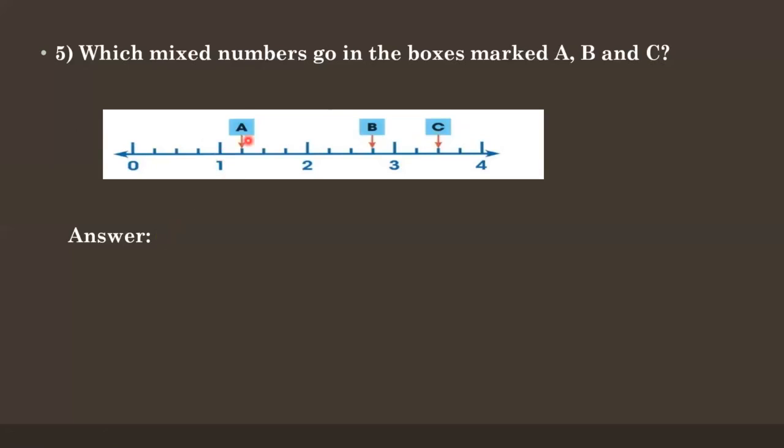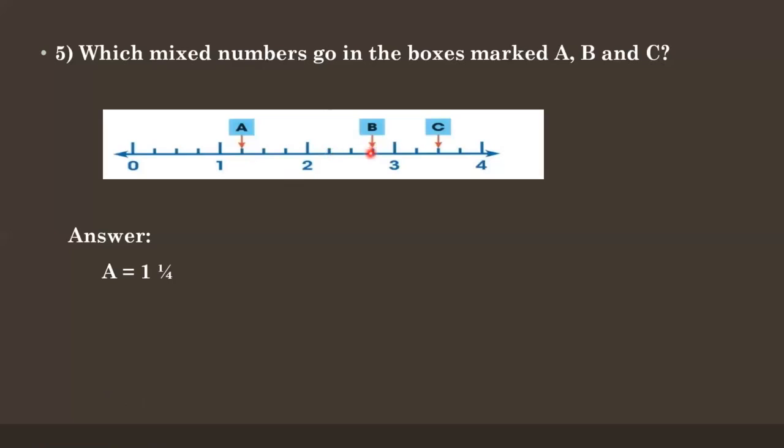If so, what does the number A represent? After 1, right? So 1. After 1, the very next division is A. So 1, mixed number. So we have to mix up and say 1 and 1 by 2. Sorry, 1 and 1 by 4. So the A part is 1 and 1 by 4.